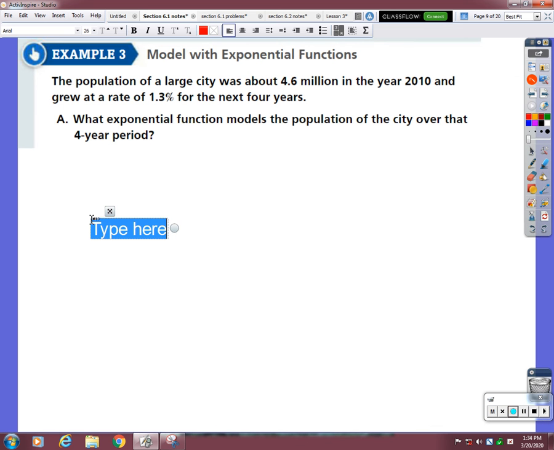So what we're going to do is start with our old friend y equals. And then we're going to start with 4.6 because remember we talked about yesterday the first number in the exponential function, the a value, is the y-intercept. And so that's the starting value of the function. So in this case, if we're starting with 4.6 million people, then our function is going to start with the number 4.6. All right, here's the fun part.